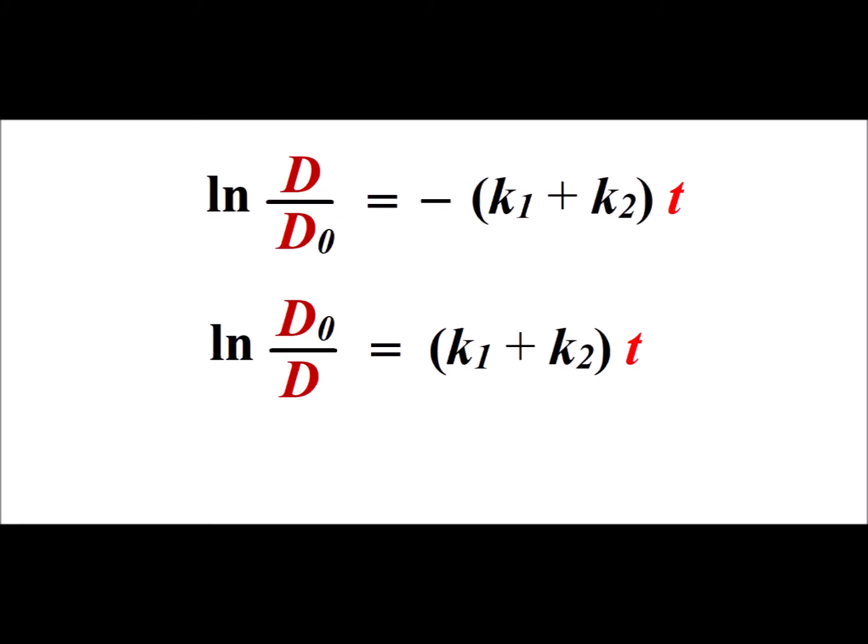So this gives us the natural log of D divided by D naught is equal to minus the quantity k1 plus k2 times t. And then if we multiply each side by minus 1 and use the properties of the logarithm, we get that the natural log of D0 divided by D is equal to the quantity k1 plus k2 times t.